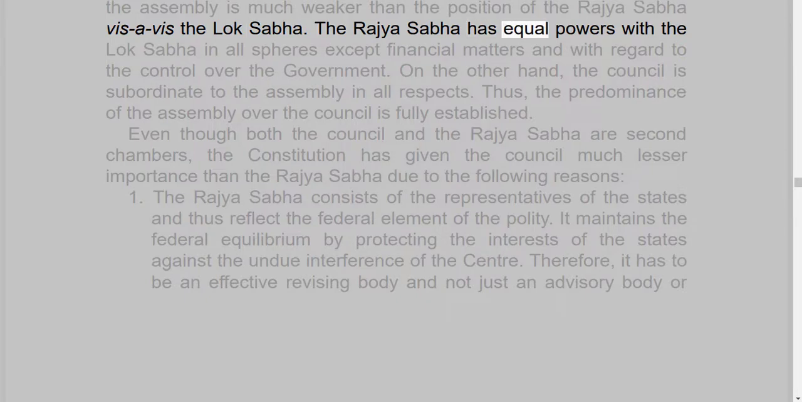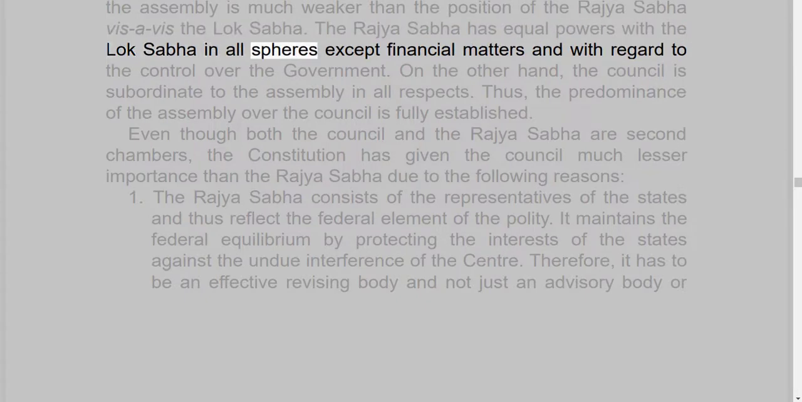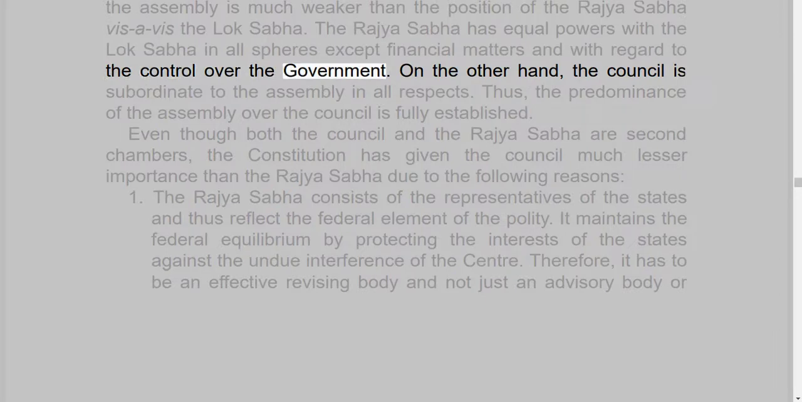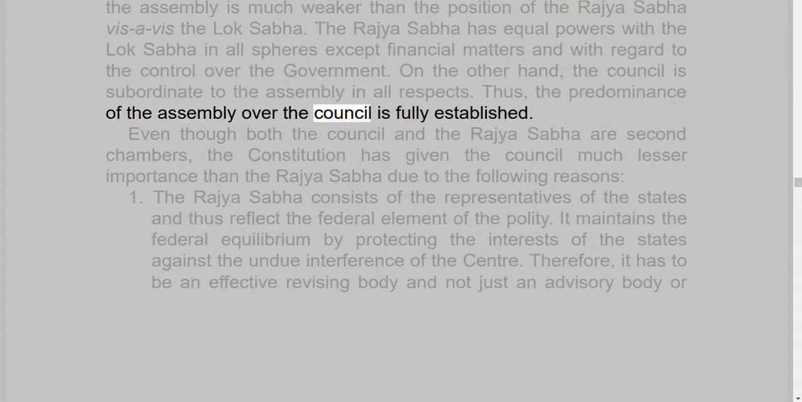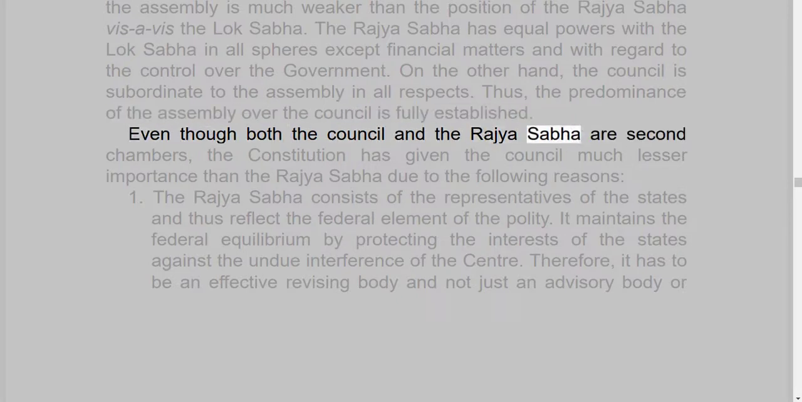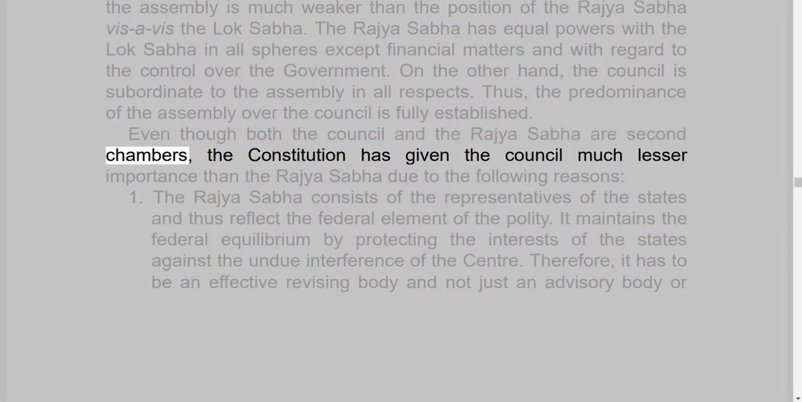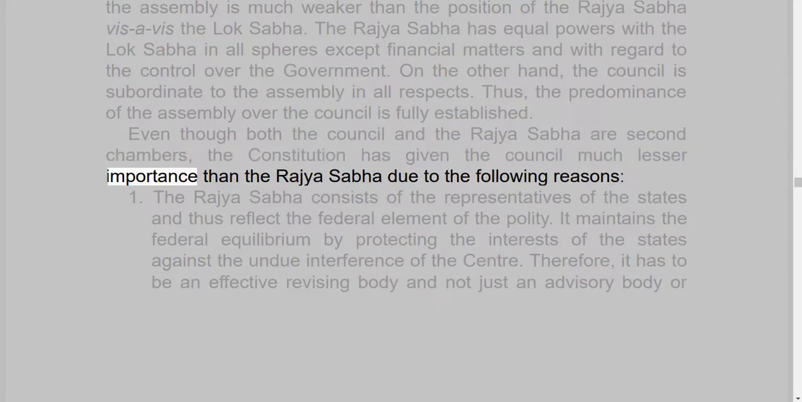The Rajya Sabha has equal powers with the Lok Sabha in all spheres except financial matters and with regard to the control over the government. On the other hand, the Council is subordinate to the Assembly in all respects. Thus, the predominance of the Assembly over the Council is fully established. Even though both the Council and the Rajya Sabha are second chambers, the Constitution has given the Council much lesser importance than the Rajya Sabha due to the following reasons.